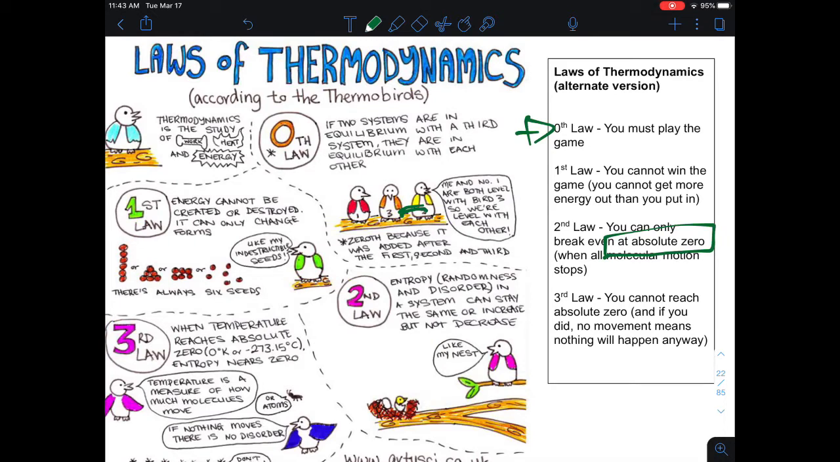At absolute zero, we can do things perfectly efficiently because there is no chaos. All of the molecules have stopped moving. That's what absolute zero means. But the third law tells us that we can't reach absolute zero.